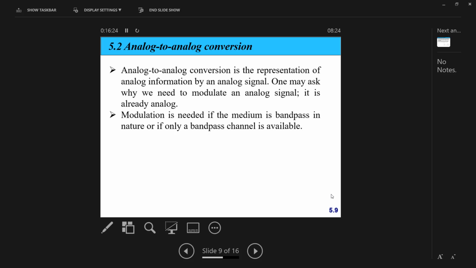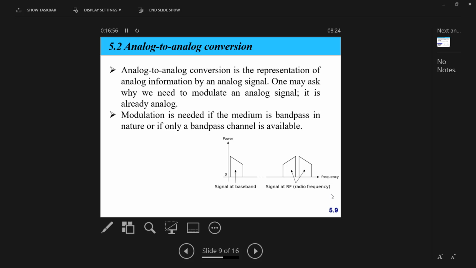So if I have a bandpass channel and I don't have a low pass channel, I should make analog to analog conversion to send the data on the higher frequency. This is a signal at the baseband, the original data, and now I need to transmit it into the RF. We name it RF frequency or radio frequency, or higher frequency.